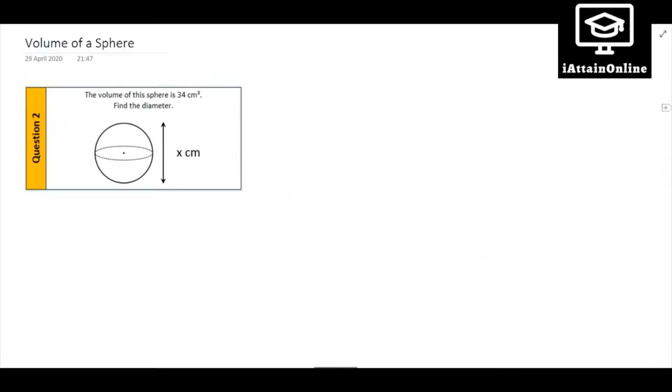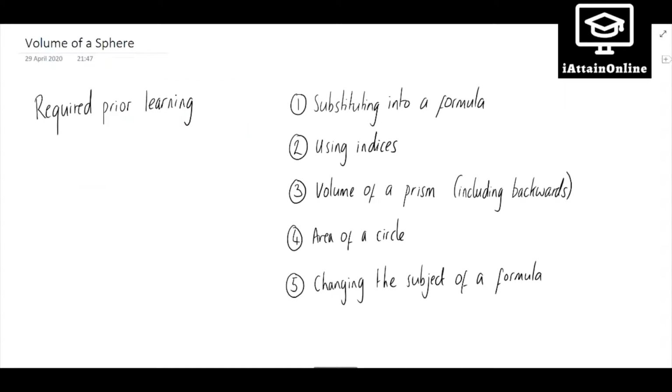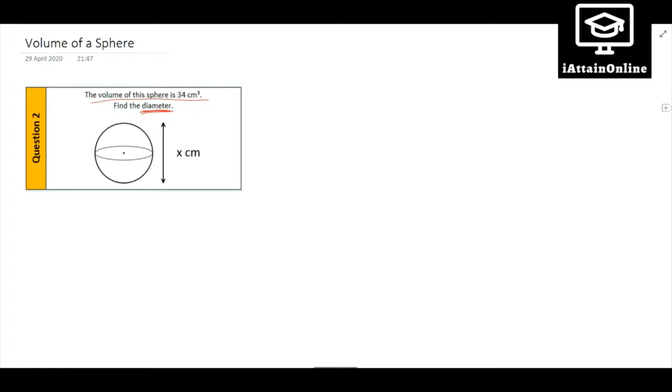The second one, this time we are given the volume of the sphere in the question. We're told that the volume of the sphere is 34 centimeters cubed, and we're asked to find the diameter. So this is where it's really useful to be able to change the subject or rearrange a formula. Watch out for these questions. We are going to start with the formula for the volume of a sphere.